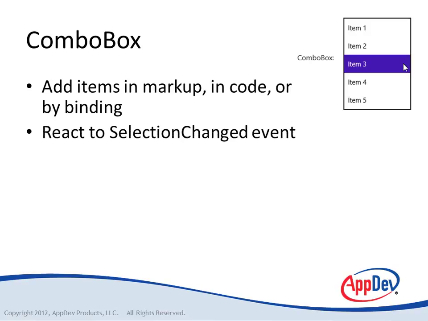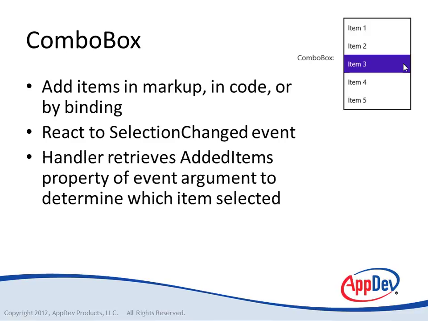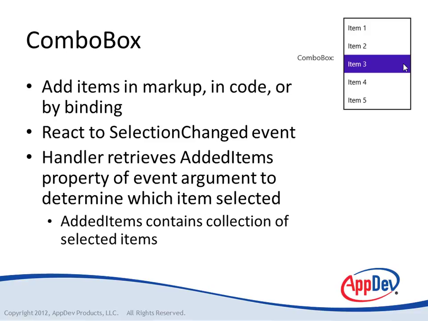You can react to the selection changed event to know when the user has changed the selected item, and that handler retrieves a collection called added items. That's a property of the event argument, and you use that to determine which item was selected. Now, the added items property contains a collection of selected items. For the combo box, there's only one allowed.